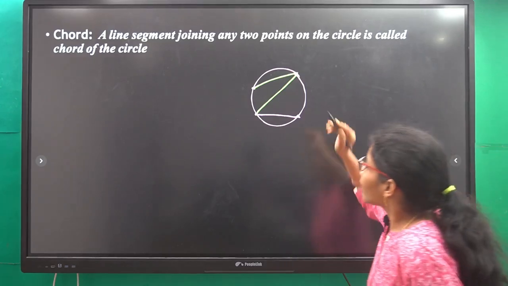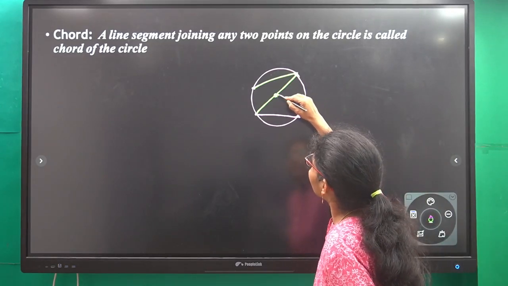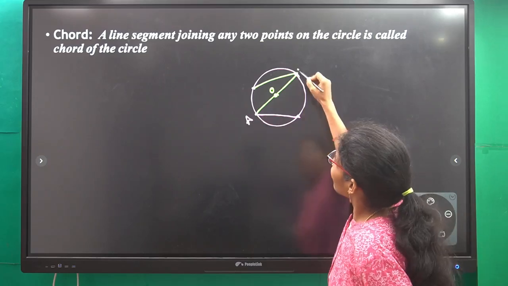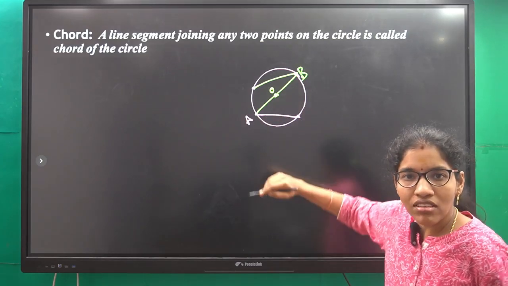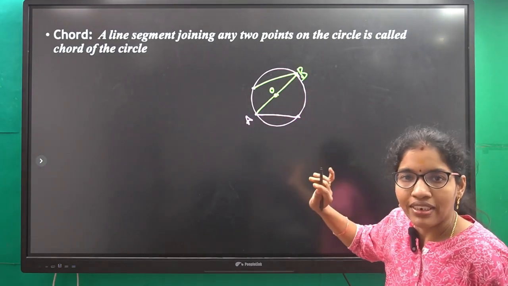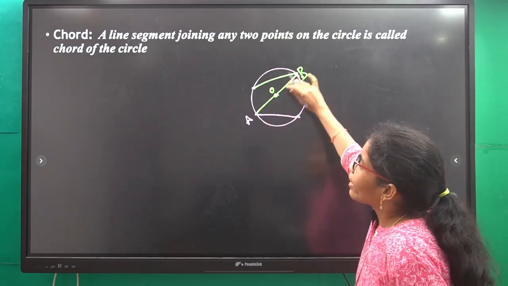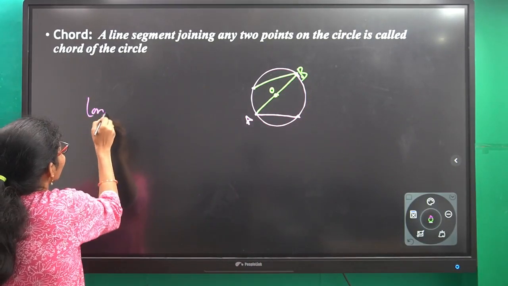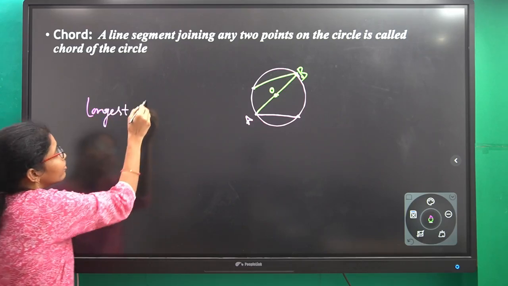Clear? Now, if the chord passes through the center, suppose the center is there, and this chord AB passes through the center, then what is this chord called? Diameter. And this is the longest chord also. So the longest chord is the diameter.